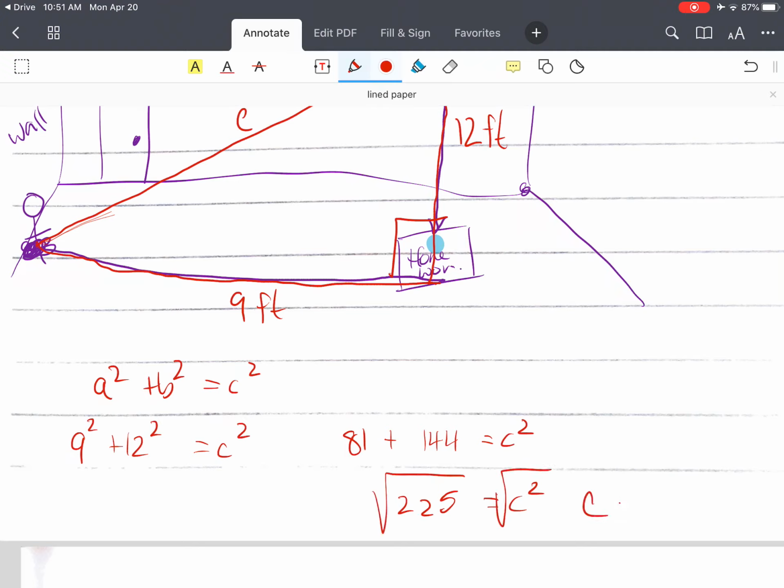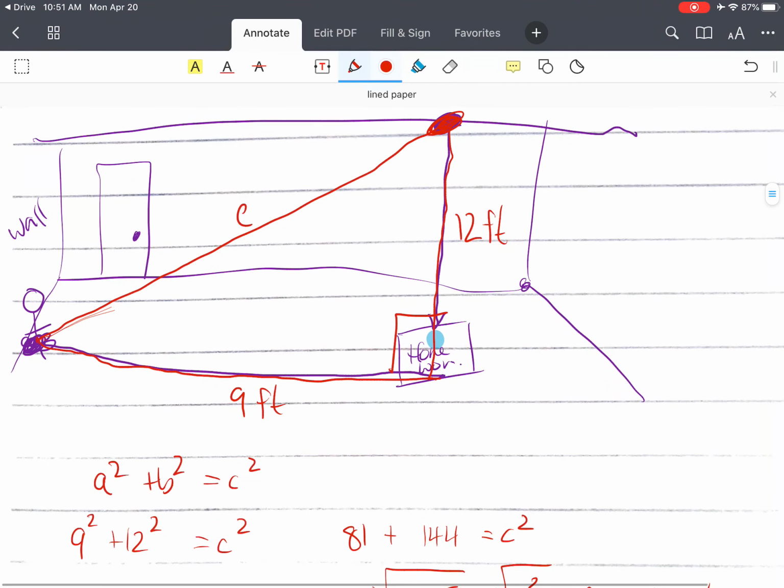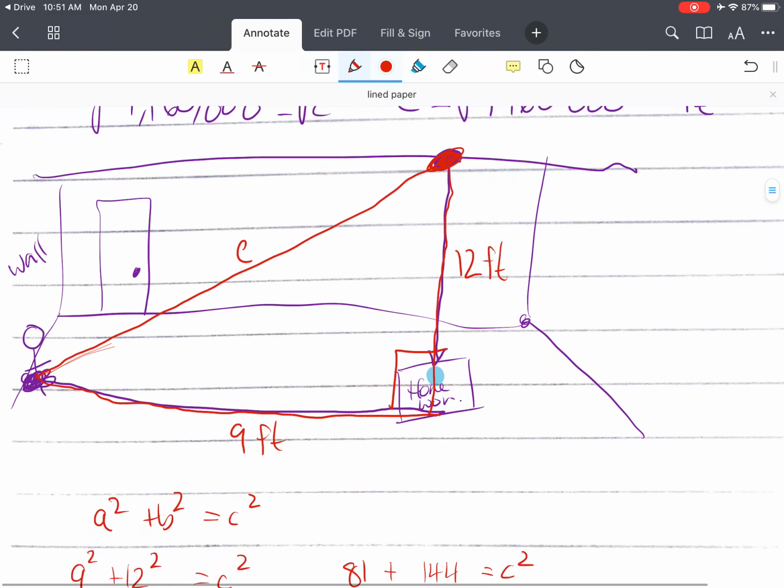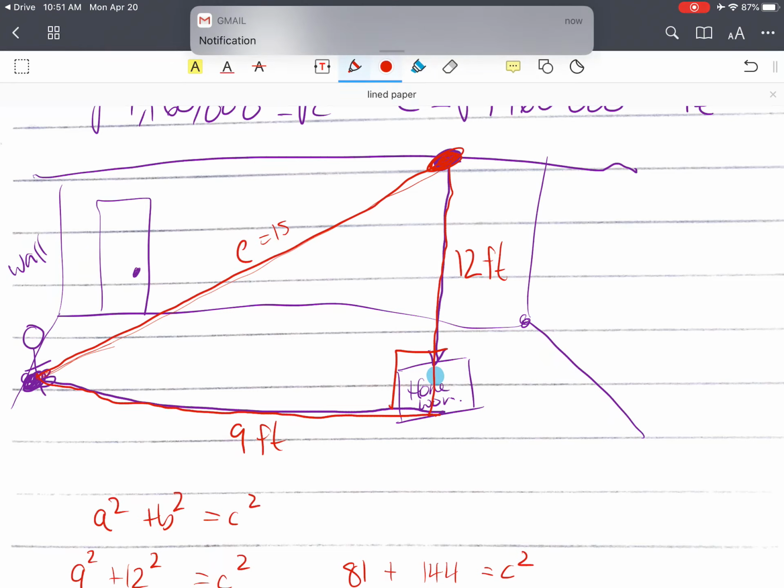And actually, we're going to take the root of both sides. C is actually equal to 15. 225 is a perfect square. So that means I had to shoot a rubber band 15 feet into the air so that it would land on my buddy's homework assignment and distract them from doing homework.